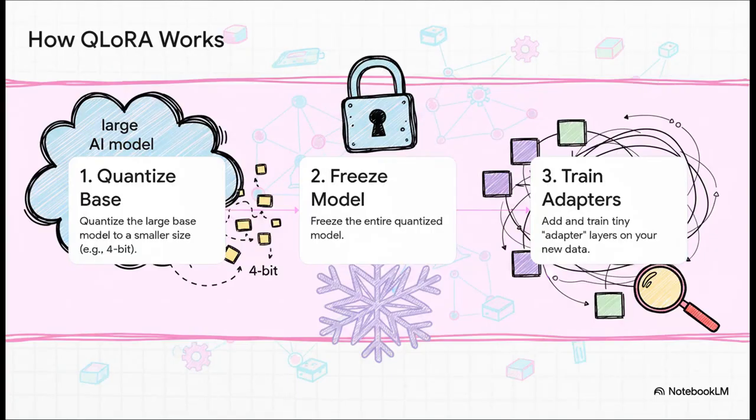So let's break that down. First, you quantize the model. It's just a fancy way of saying you reduce its precision, which shrinks its size dramatically. Think of it like saving a super high-res photo as a smaller, more efficient JPEG. Then you freeze that smaller model so it can't be changed. And finally, you slot in these tiny, trainable layers called adapters. It's a brilliant way to get new skills while using just a fraction of the memory.